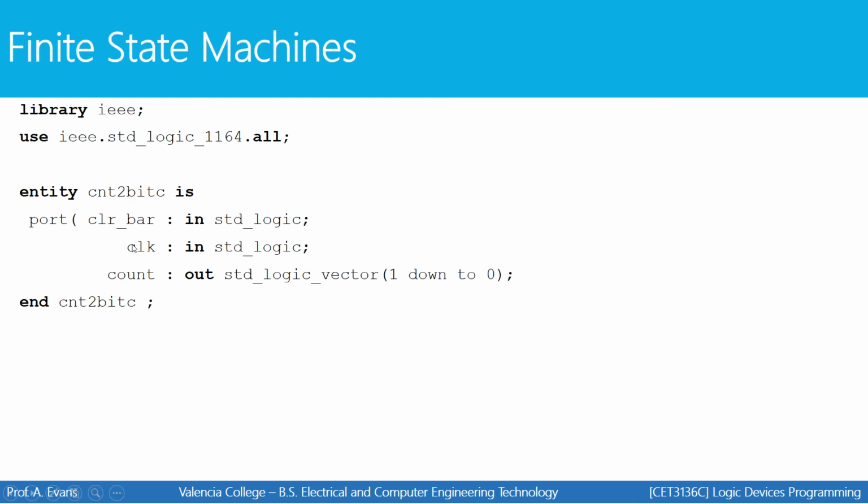Remember, within the context of our class, if you're building a finite state machine, you're always going to have a clock, you're always going to have a clear. We need those two things because we're building synchronous machines, so therefore you need a clock, and we need the clear as a way to initialize the machine to an initial state. The other thing we have is an output called count. It's a vector 1 down to 0, so there's our 2-bit output. And that's our entity.